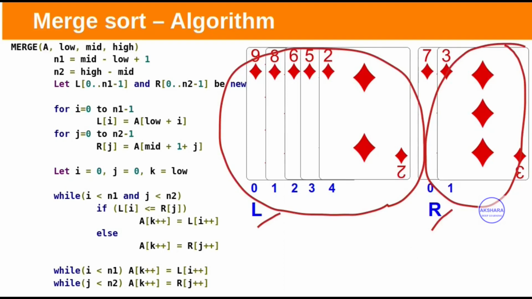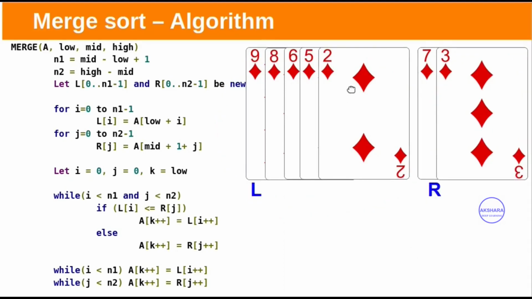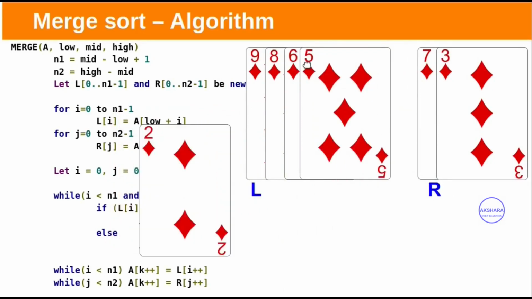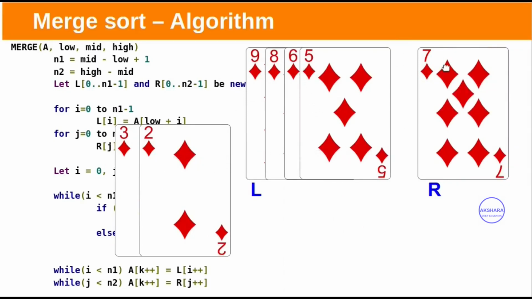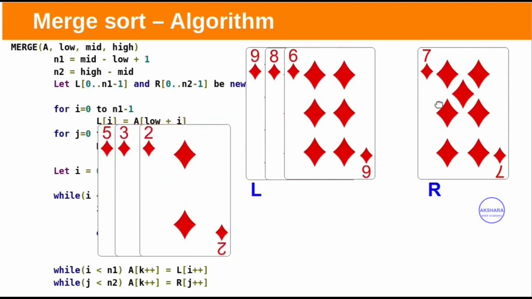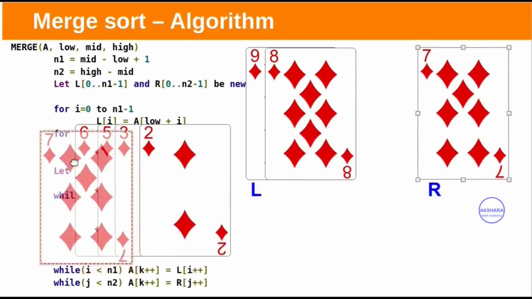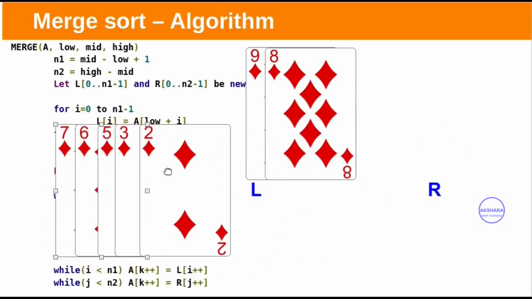What do we have to do? Choose the smaller of these two cards and add it to the output pile. Repeat the same process again from this 5 and 3. 3 is the smallest. Add this to the output pile. Now compare this 5 with 7. 5 is the smallest, so add it here. Again compare 6 and 7. 6 is smaller, so add it here. Again compare this 8 and 7. Here 7 is the smallest, so add it to the output pile.